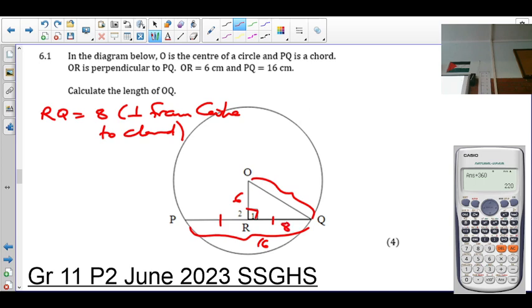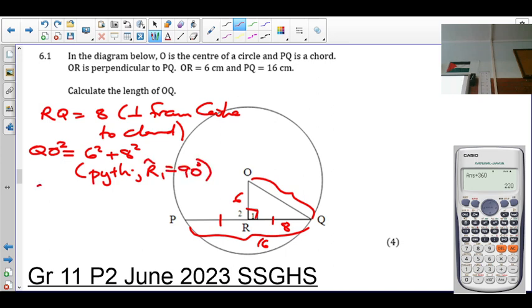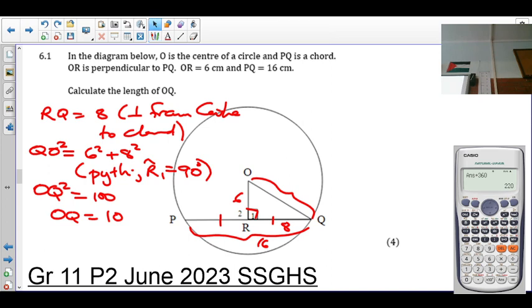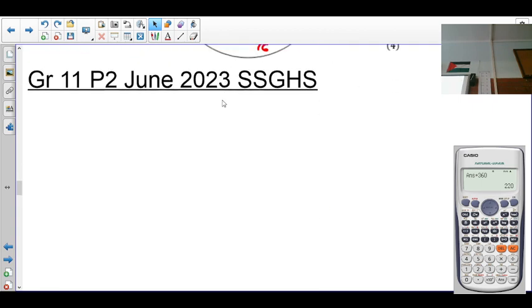So I'm going to calculate OQ by using Pythagoras. So OQ squared is equal to 6 squared plus 8 squared. Reason? Pythagoras with angle R1 equals 90 degrees. Okay. So OQ squared is equal to 100. So OQ works out to be 10 units, 10 centimeters in this case. Okay. It's fairly simple then. Let's go to the next one.